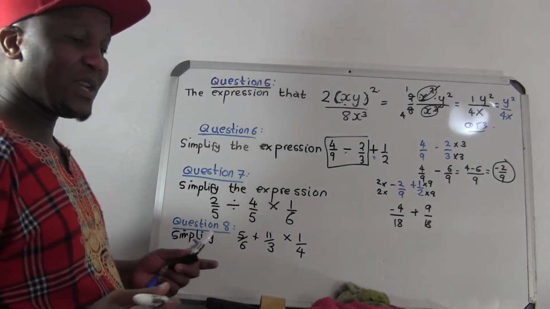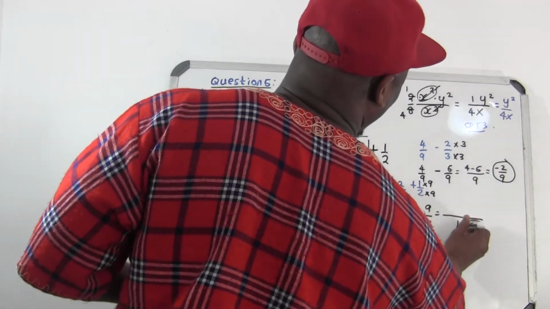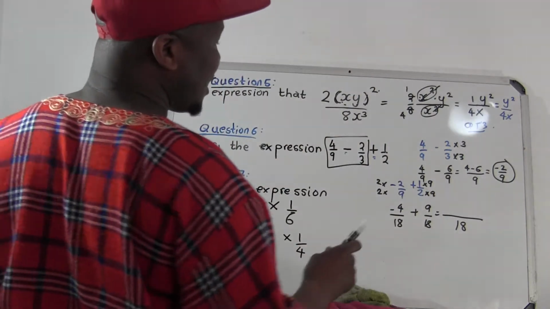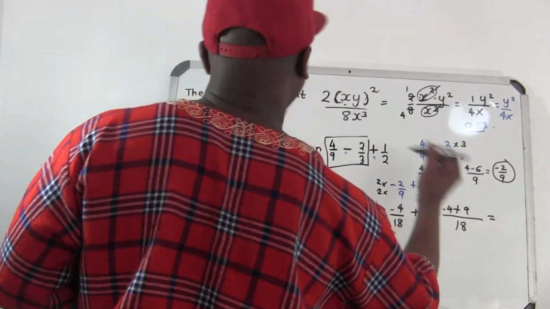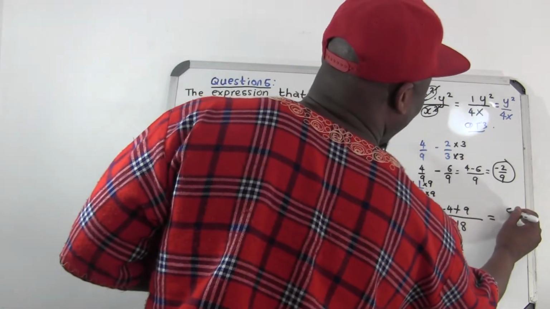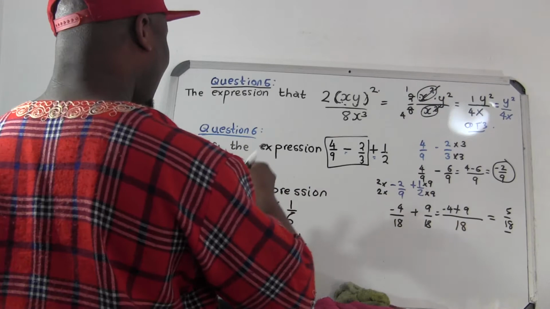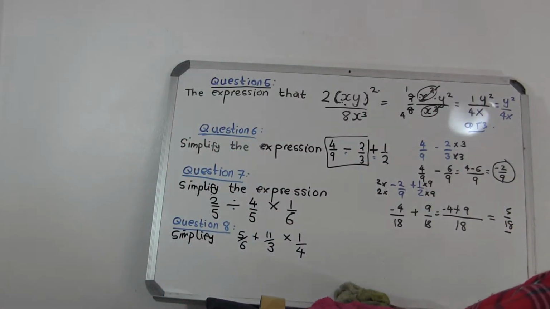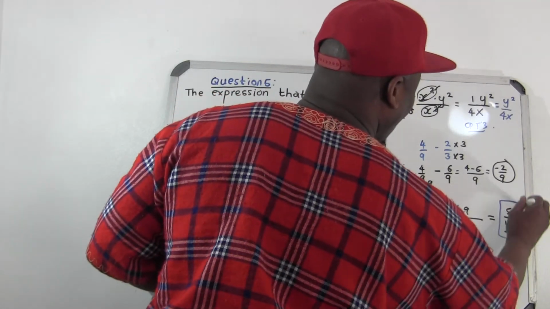So the denominator is now the same? Oh yes, so now I'm going to write only one denominator. I get negative 4 plus 9, which equals 5 over 18. So for this question the answer is 5 over 18. So I go to the options here, 5 over 18. That's option 4.